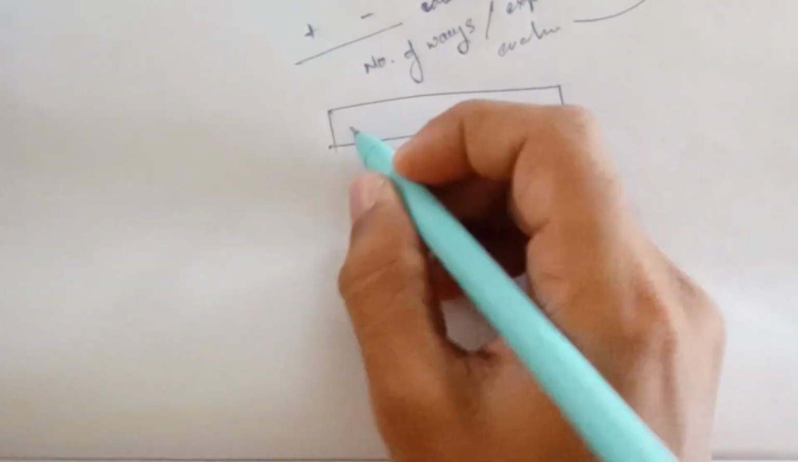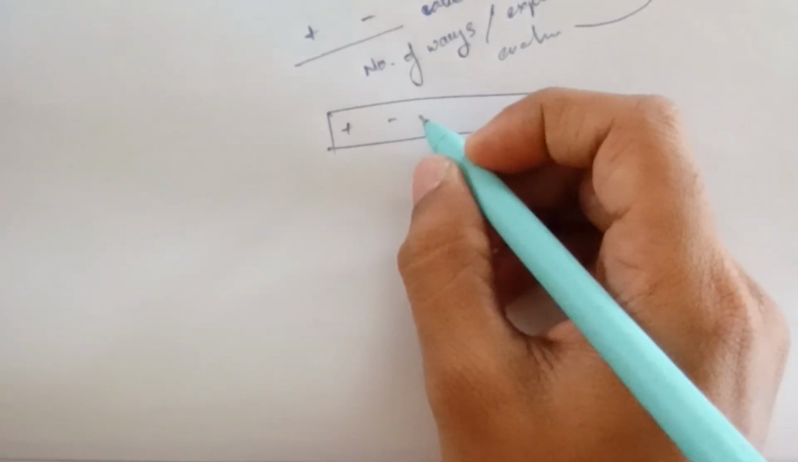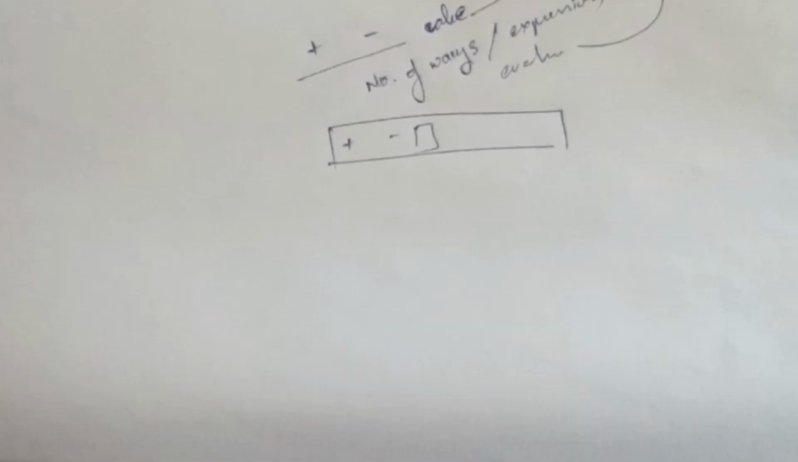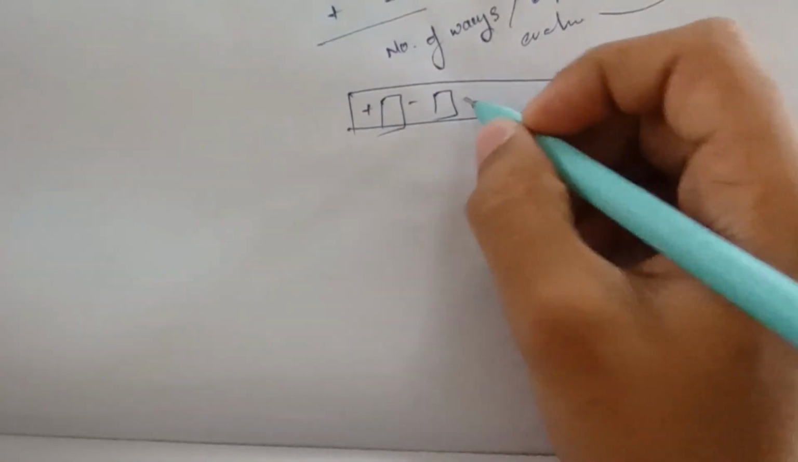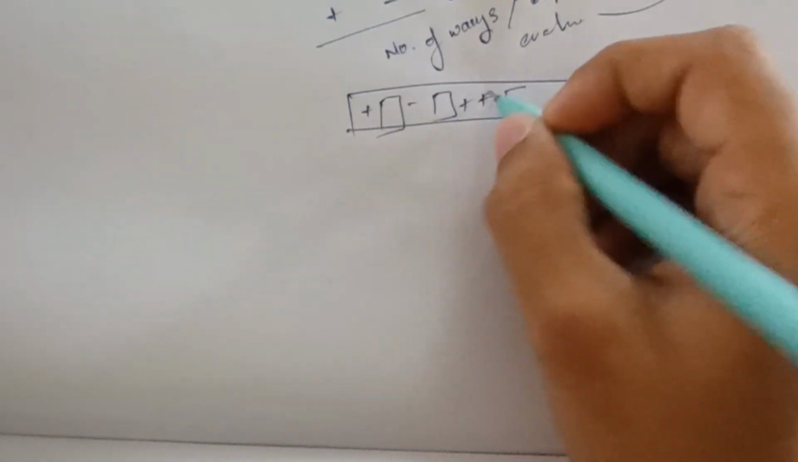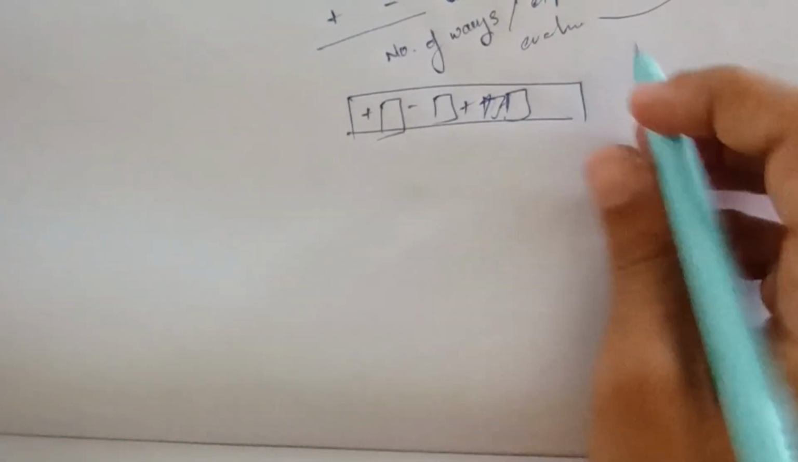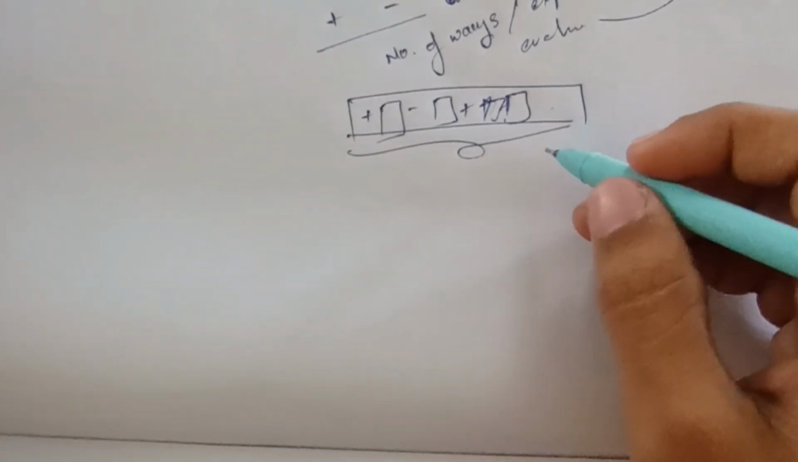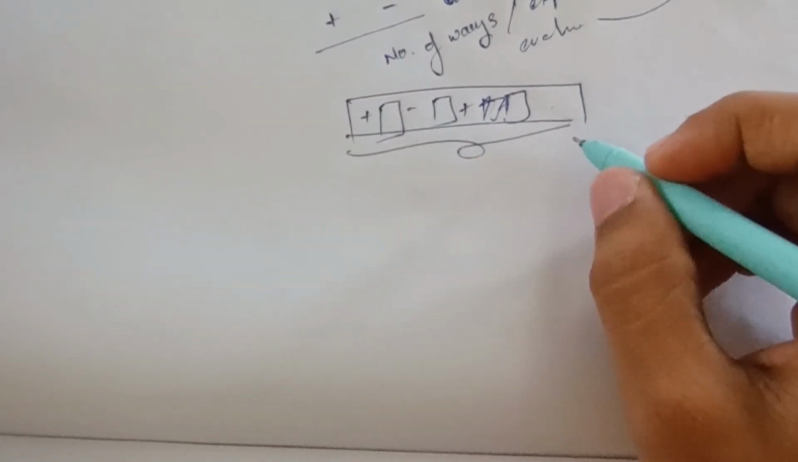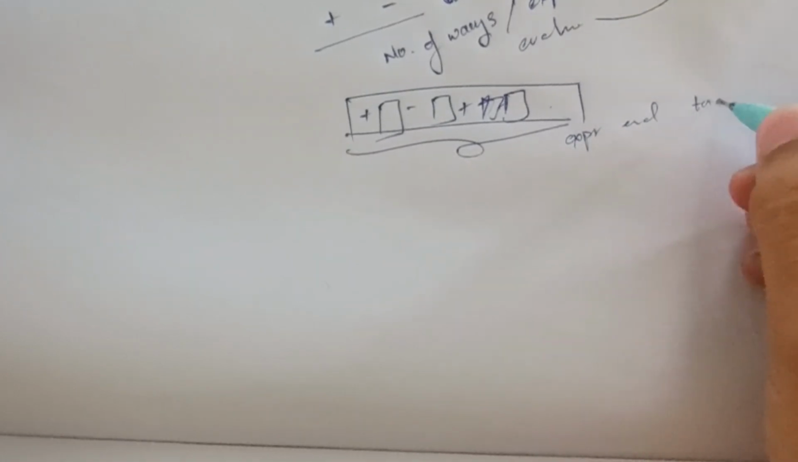Now, we need plus or minus for some integers, plus and minus for some integers, like this. We need to take all these elements and the expression should evaluate to the target. So let us take an example.